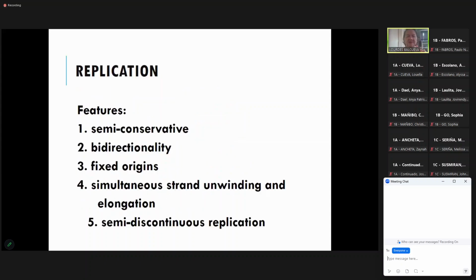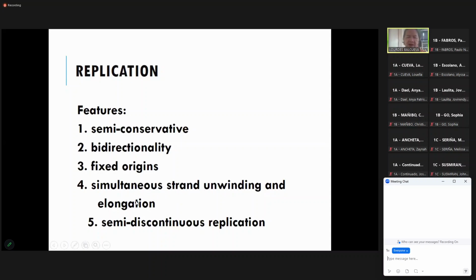Mabalik yata ako. So these are the features of replication. Semi-conservative, which we already discussed, no? We have described why it is semi-conservative. Why? Bakit bidirectionality? Bidirectionality. Okay, punta tayo sa sunod na in the next slide. And the origins are fixed. They have fixed origins, simultaneous strand unwinding and elongation.